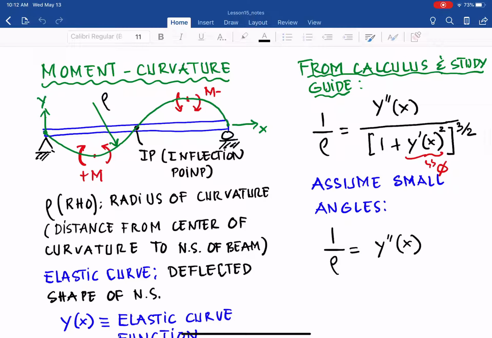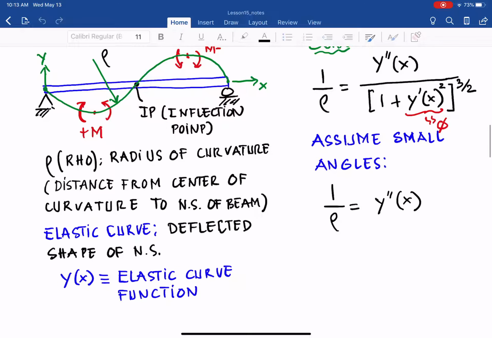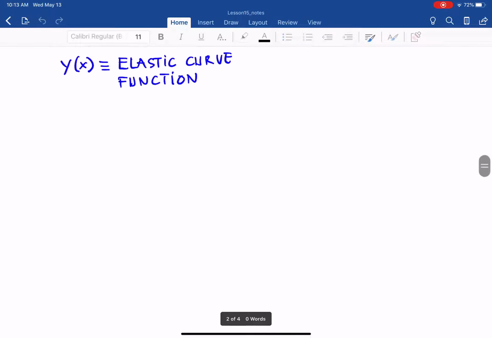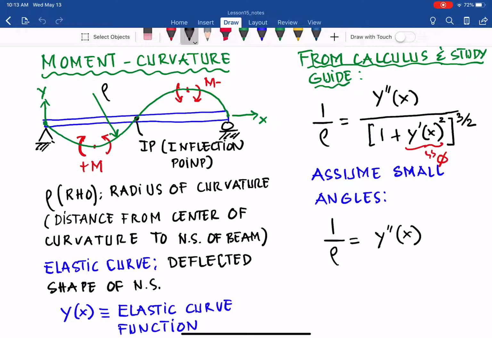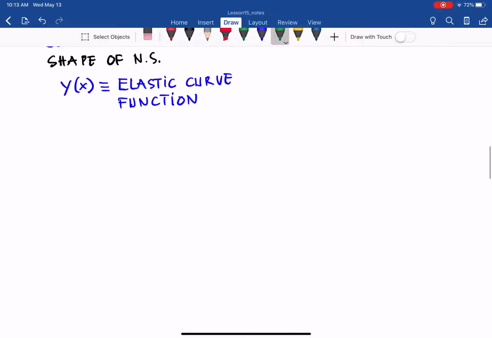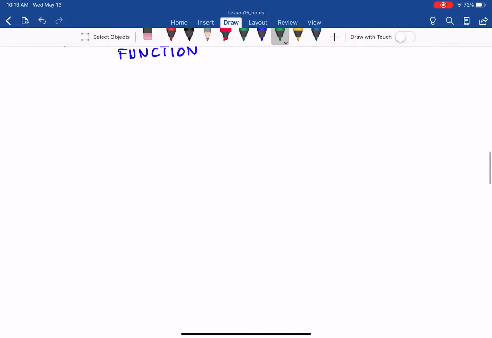With the degree of curvature that we identified from calculus and the study guide, and the definition of the elastic curve function, now we want to find the relationship between the moment, shear, and elastic curve functions. So the next one, let me cut one section here, and that section we call a differential slice dx.